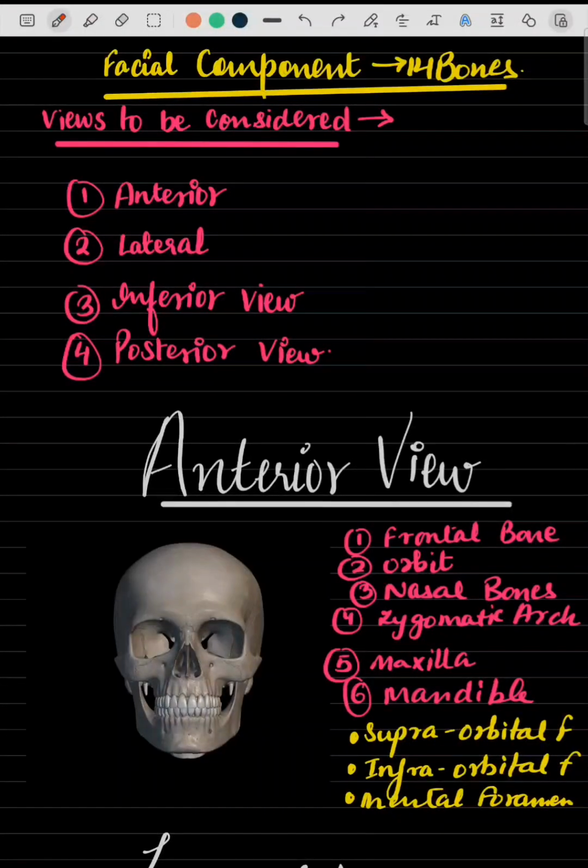Everyone, so this is part 2 of the earlier video. Now we would be looking at the facial component. As I told you, today we would be looking at the facial component. Again, there are going to be 14 bones that are involved in the facial component.